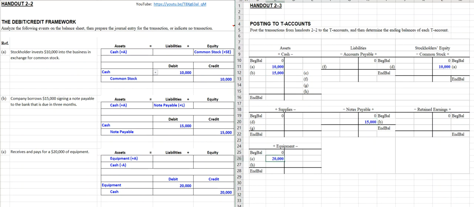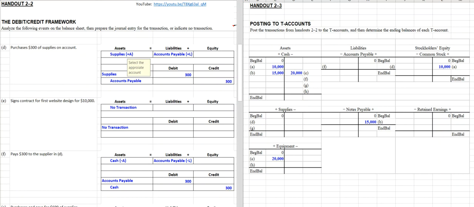Then we had a $20,000 increase or debit to equipment. And in this case, we had a decrease in an asset, a $20,000 credit to cash. Moving on, in transaction D, we had a $300 debit to supplies, and we had a $300 credit to accounts payable. Transaction E, there was no transaction. We simply signed a contract, and again, the transaction will take place when they actually perform the service.